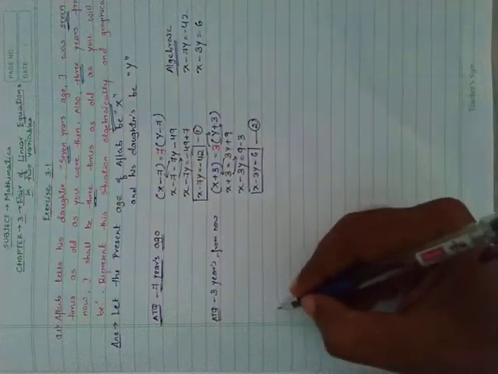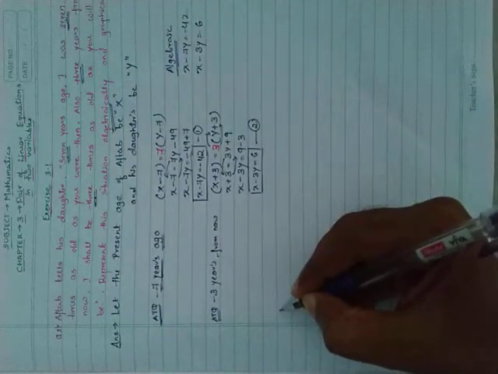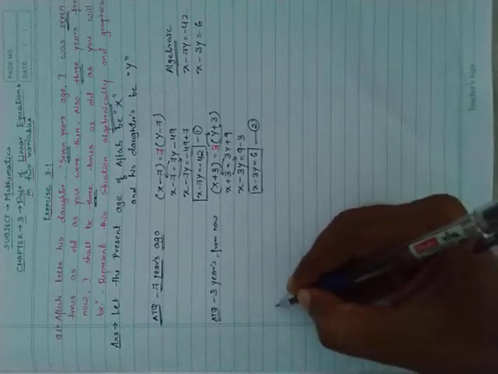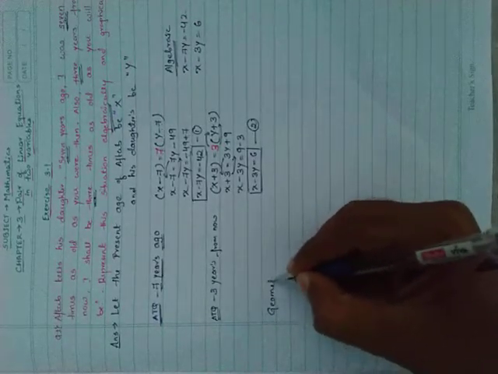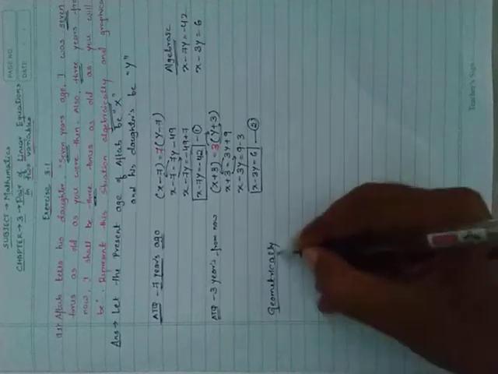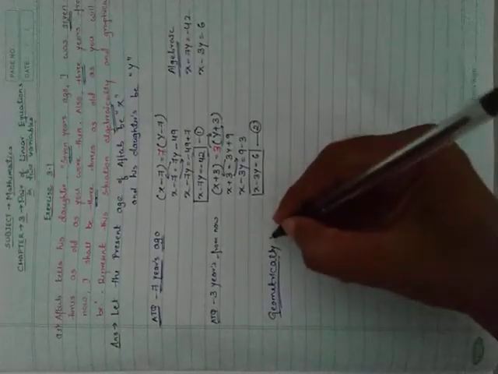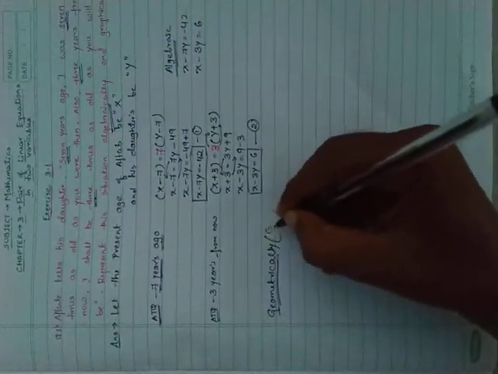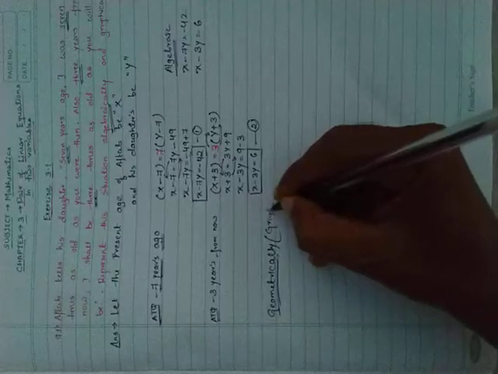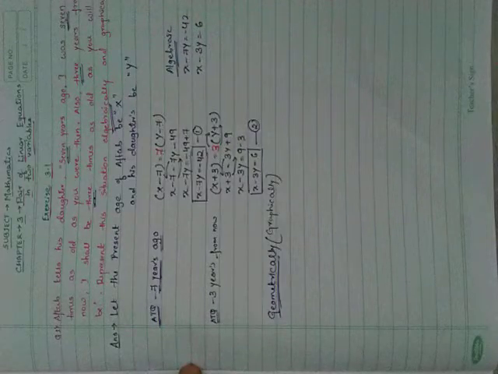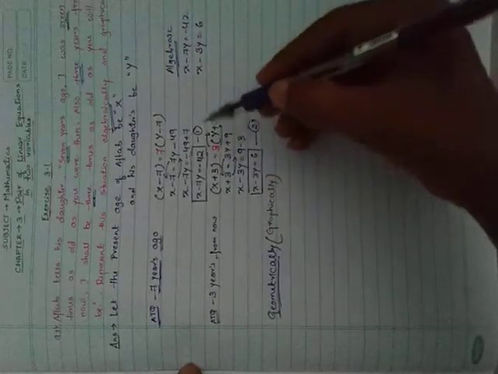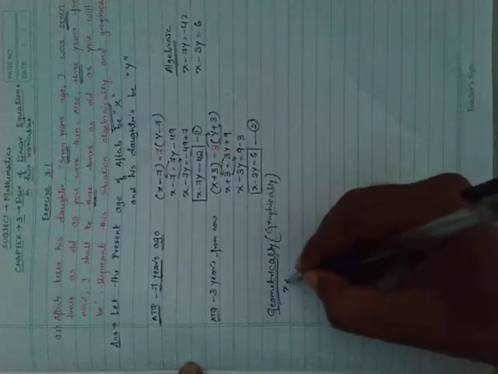Now let's try to represent them geometrically, that is graphically. Geometrically is nothing but graphically. We need to find the coordinates. First, let us take the first equation, that is x minus 7y is equal to minus 42.